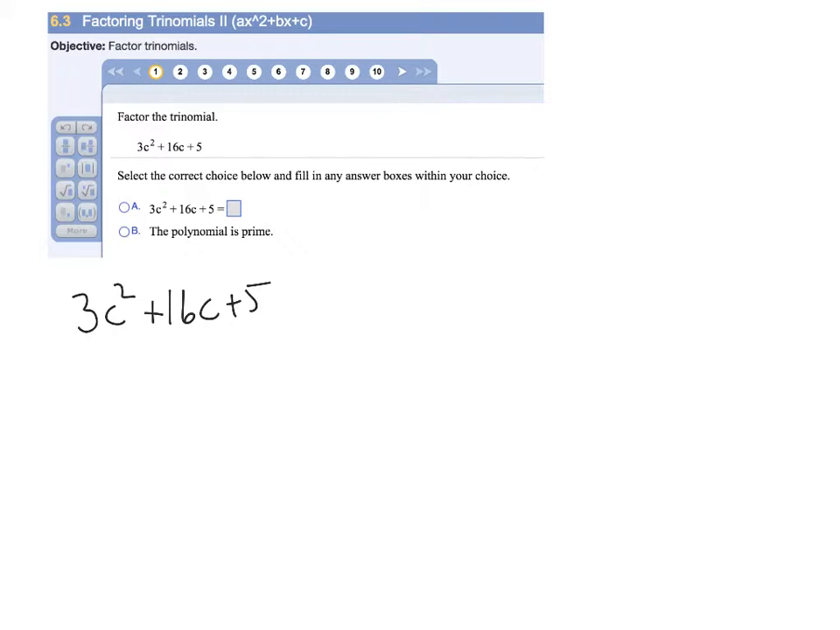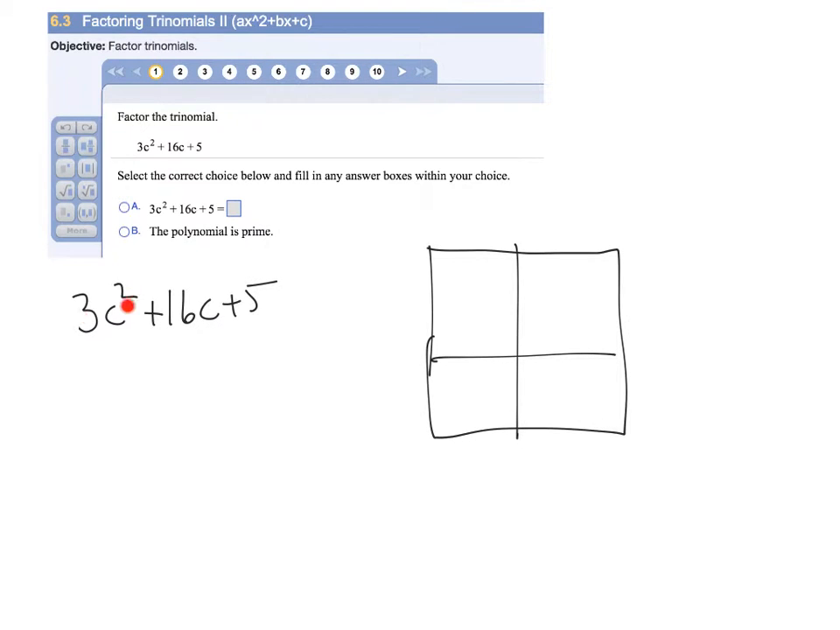And so again, we're going to make that 2 by 2 box. And we know that this first term has to go right in the upper left-hand corner, and that last term has to go in the right corner. And when we're looking at this 3c squared, the only way you can create that 3c squared is if you have a 3c and another c.